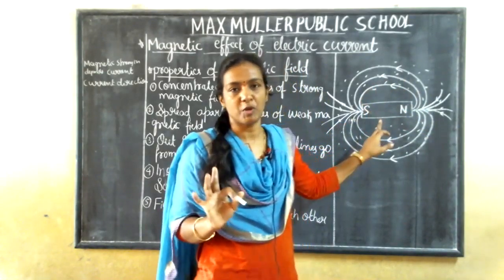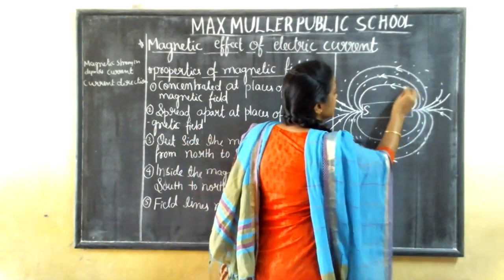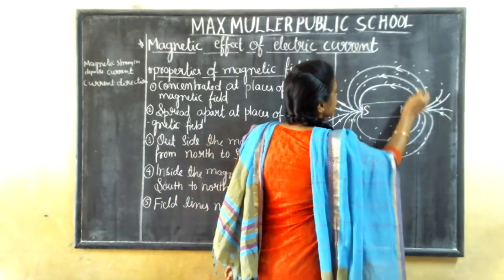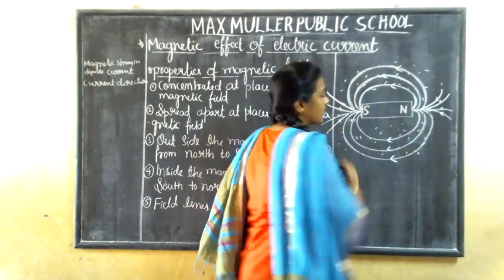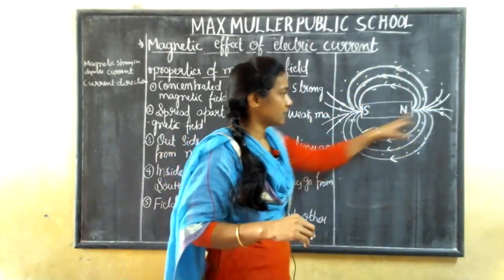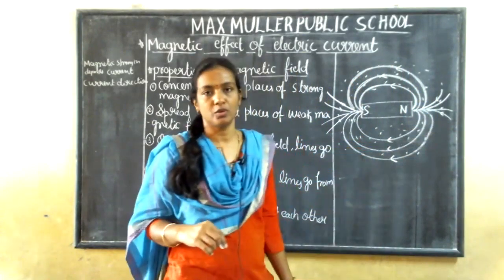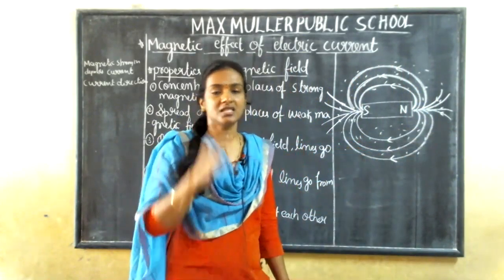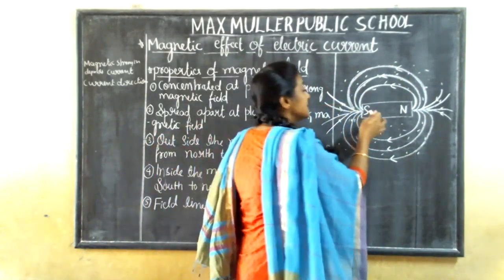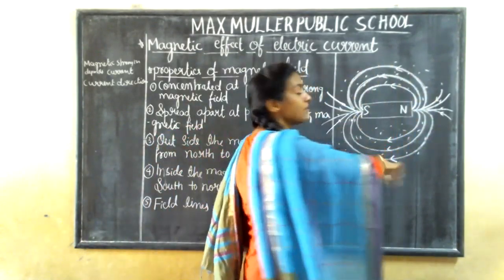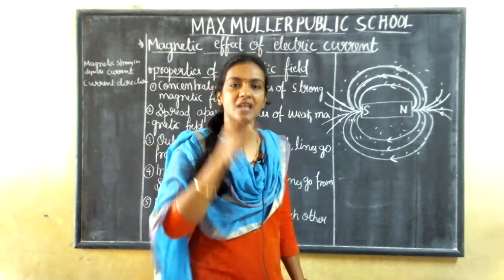This is the first property. Can you see that one? They are coming from the north. Even here also they are coming from the North Pole and they are merging in the South Pole. Understood? Second one, this happens outside the magnet.